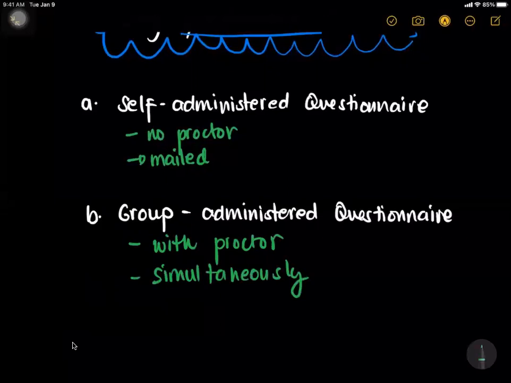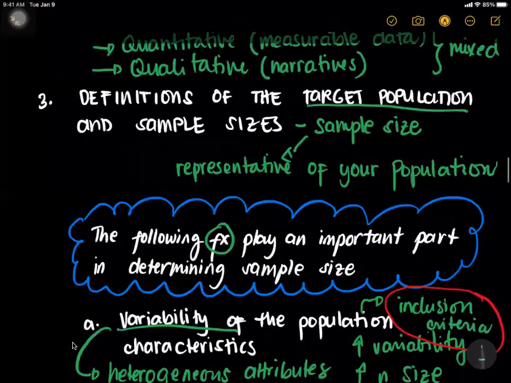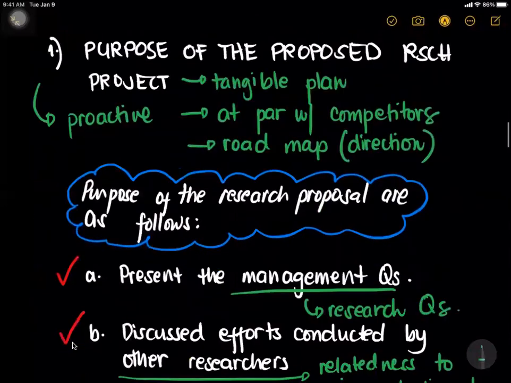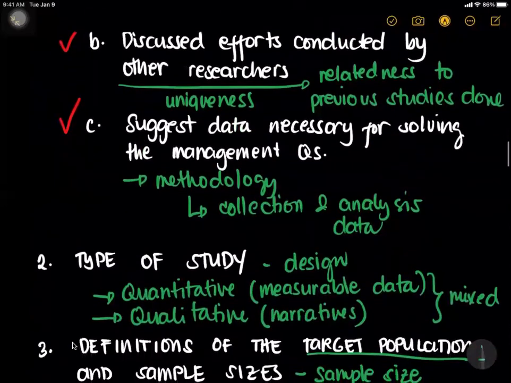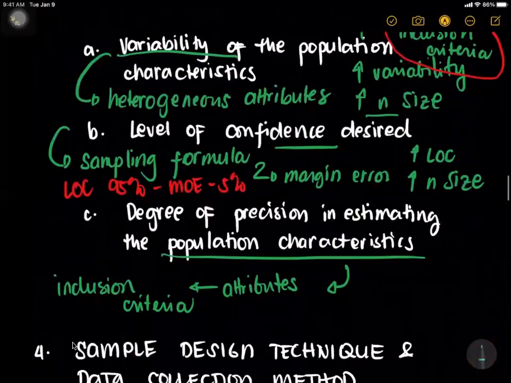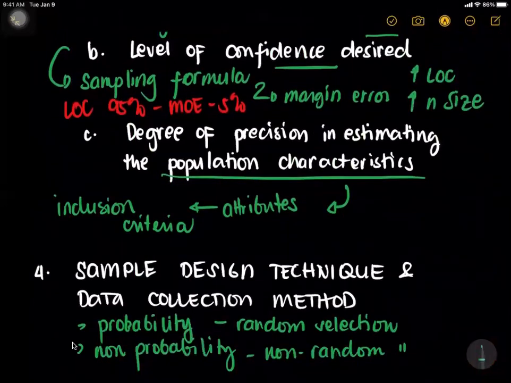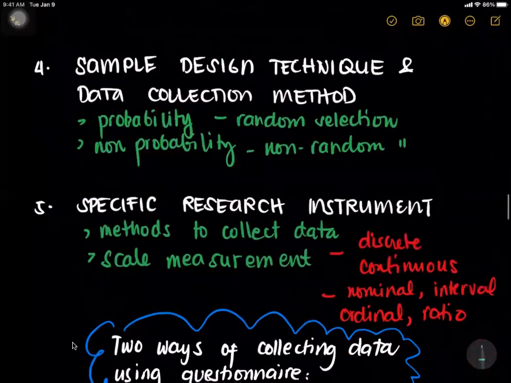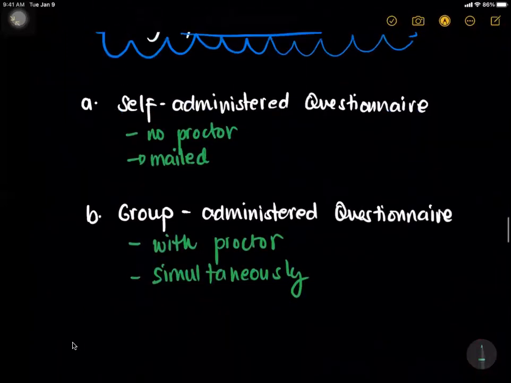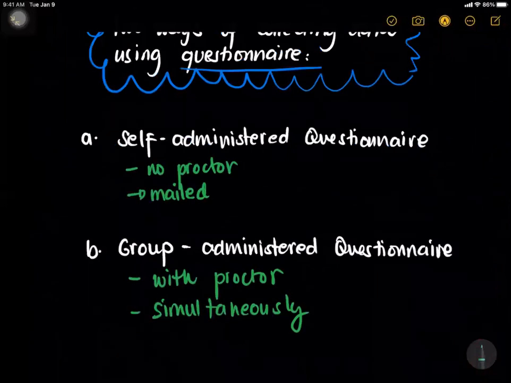So I think we covered all the important components of a research proposal. You have the purpose, then the type of study, your target population and your sample size. Then we also discussed the sampling design technique, the data collection method and the specific research instrument. I think that's it.